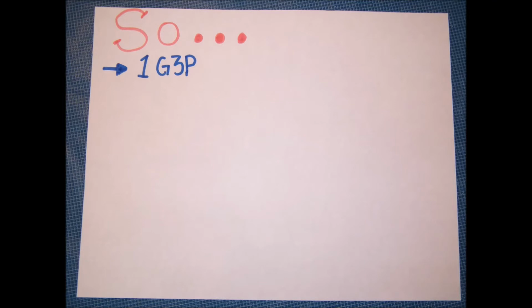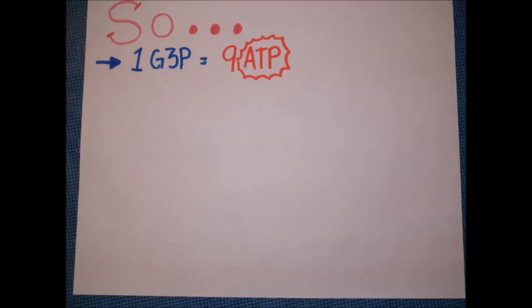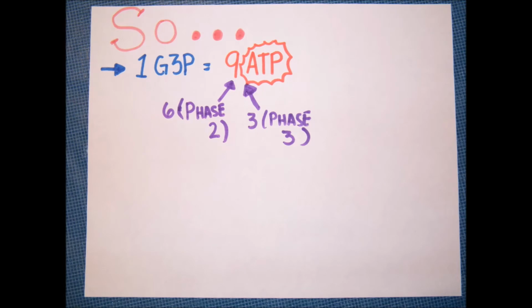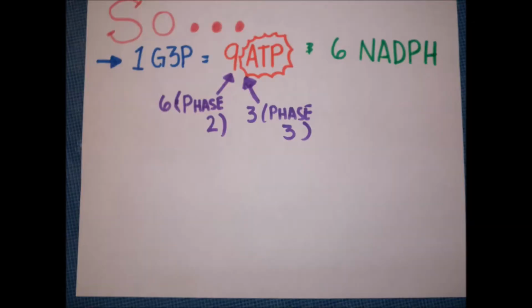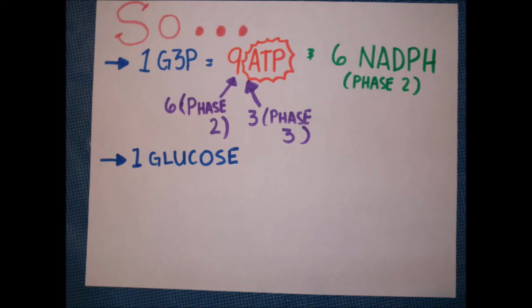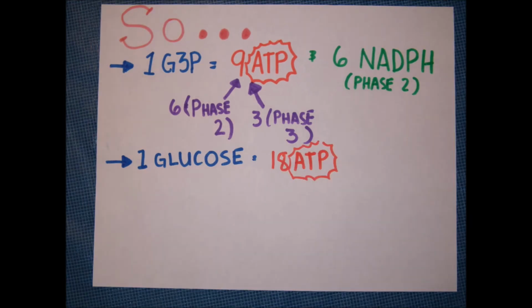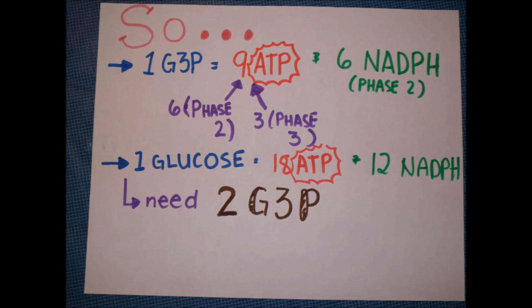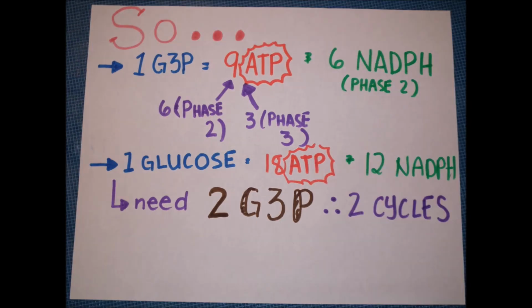So, to make 1 G3P, you need 9 ATP, 6 in phase 2, 3 in phase 3, and also 6 NADPH from phase 2. But to make 1 glucose, you need 18 ATP and 12 NADPH because you need 2 G3P to make 1 glucose. Thus, the cycle must do 2 full turns.